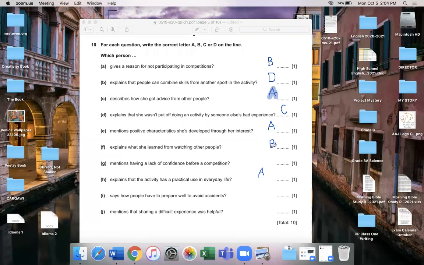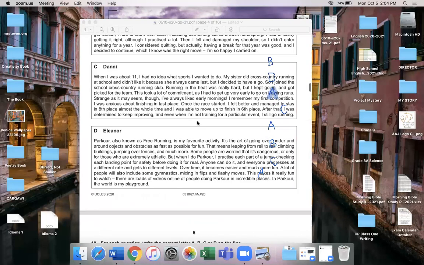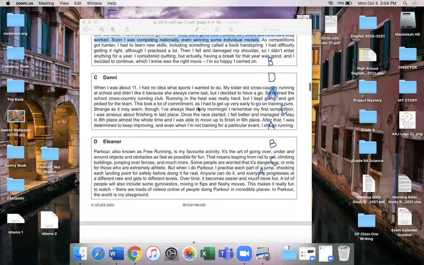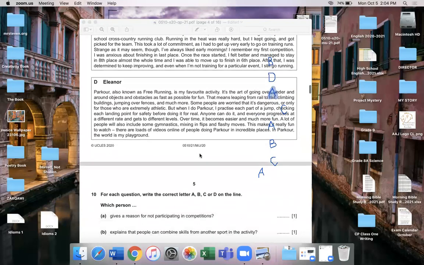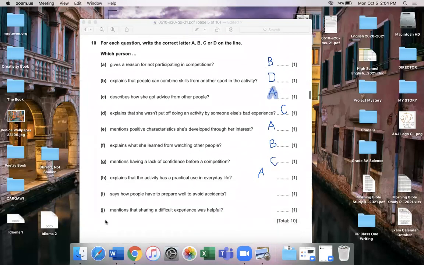All right. And G, I got the third character, C, mentions having a lack of confidence before a competition. There's a sentence correlated with that. Let's go back and look for it. Nervous before, once it starts, I felt better. So I remember my first competition, I was anxious about finishing last. Once the race started, I felt better and managed to stay in 8th place the whole time. After that, I was determined to keep improving. So that's C.